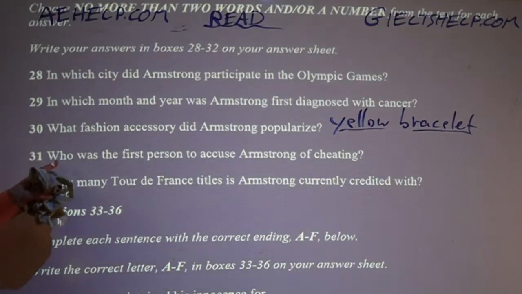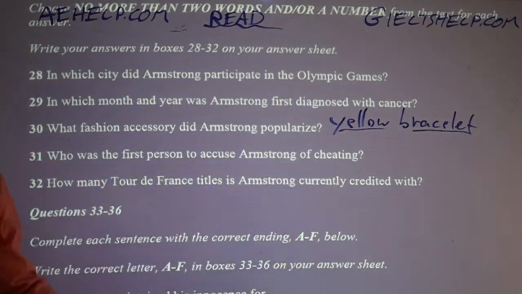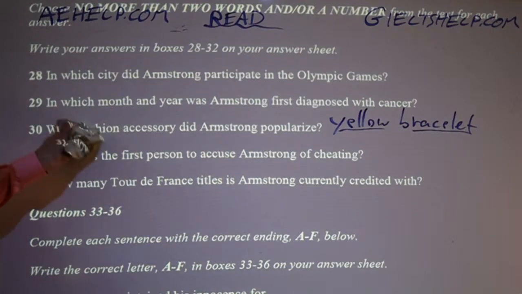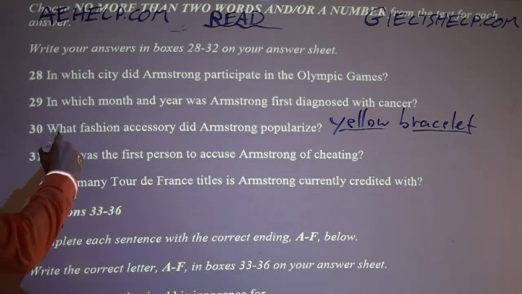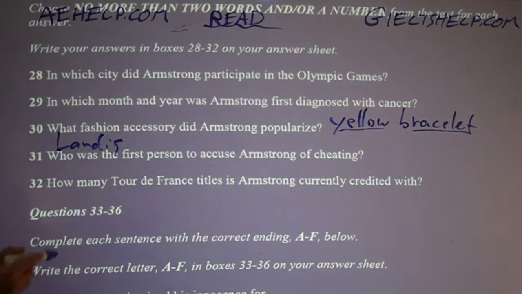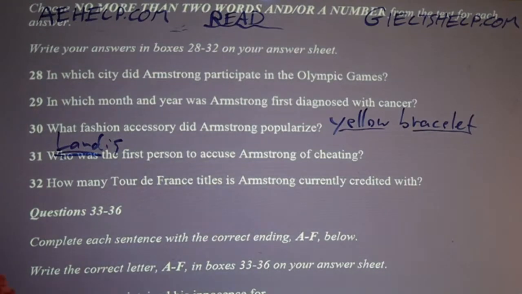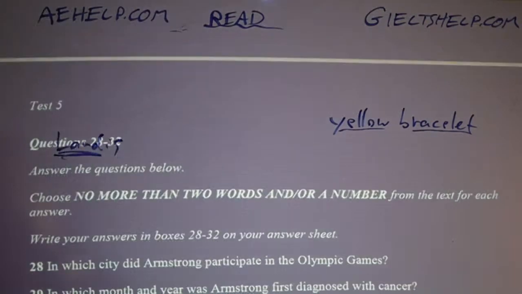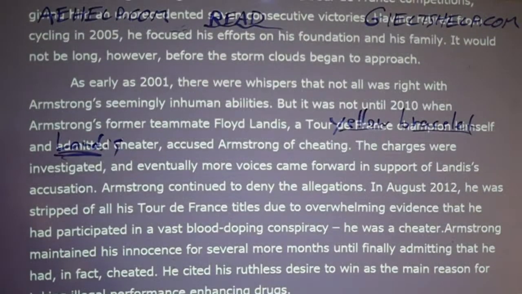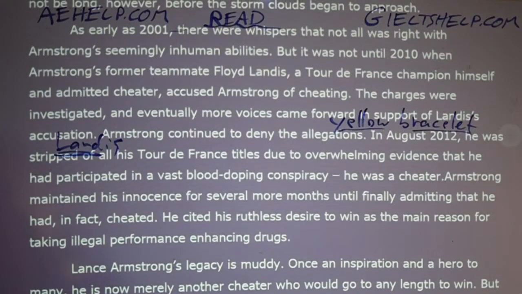Okay, number 31. Who was the first person to accuse Armstrong of cheating? I remember it was another cyclist. I think his name was something like Landis, but I can't quite remember. So I just remember the land part of it. Landos, Landis. So that I can look for. And again, I remember that it was near the end for this one.